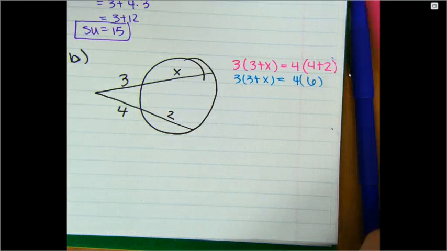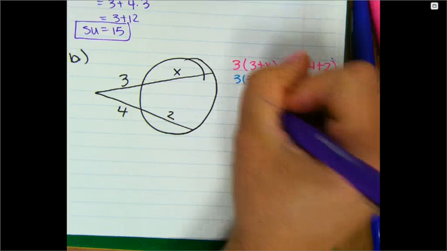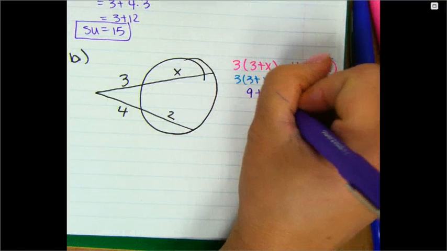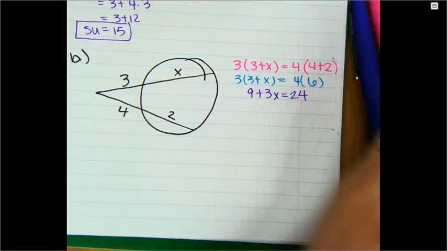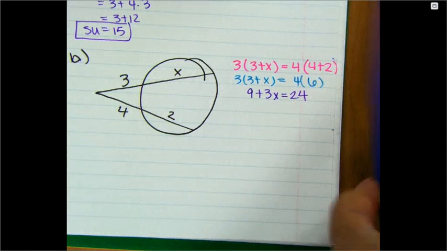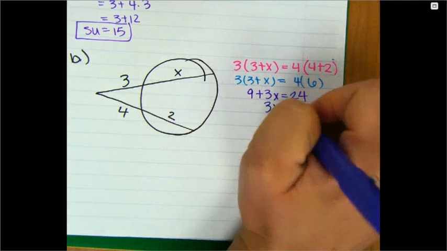Let's distribute. What do we get? 9 plus 3x equals 24. Do that to both sides. Subtract 9 and you get 3x equals 15 and x equals 5, and Jasmine's correct.